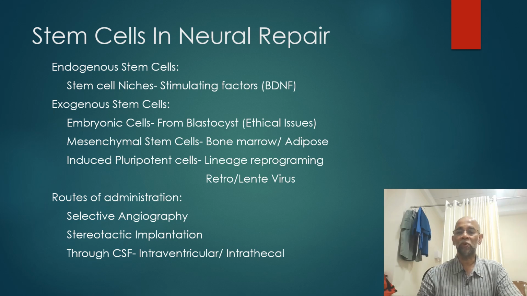Mesenchymal stem cells are derived from the bone marrow or from adipose tissue. Induced pluripotent cells are now finding favor, and they are achieved by lineage reprogramming of mature cells using retro or lentiviruses. These cells are reinduced into pluripotency and then differentiated into neuronal lineage. What are the routes of administration of stem cells? They can be administered by selective angiography. They can be stereotactically implanted, or they can be administered through the CSF, intraventricular or intrathecal routes.